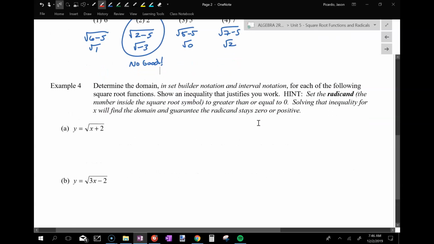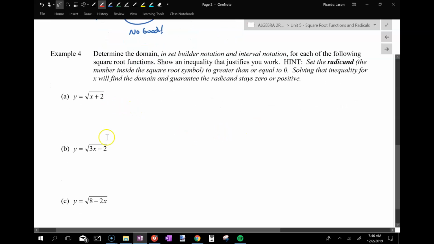Okay. Now, this brings us to I think one of the most important parts of the lesson. Maybe the most important part of the lesson. Here I want you to just tell me the domain. Determine the domain in set builder and interval notation. I don't want to graph them though.